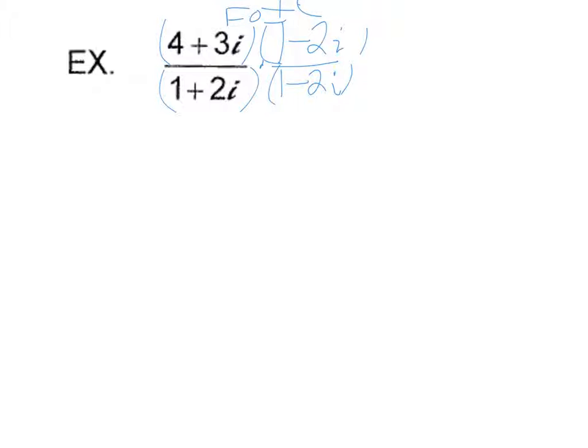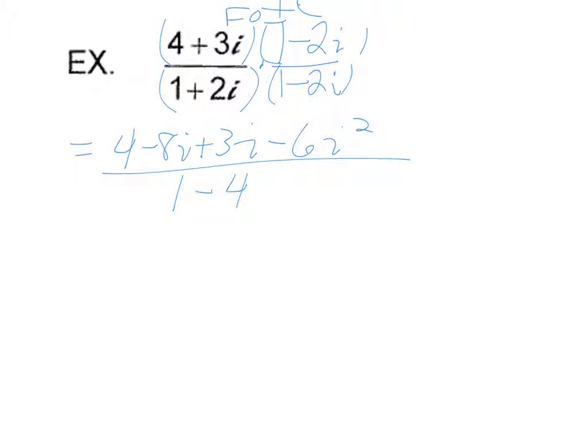So multiplying out the top, we would have 4 minus 8i plus 3i minus 6i squared. The bottom, first, 1 times 1 is 1. Outside and inside will cancel, and then last would be minus 4i squared. My i squareds will turn into negative 1s, so they're completely gone, replaced by negative 1. That will make my 6 on top turn into a plus 6. The 4 on the bottom will turn into a plus 4.